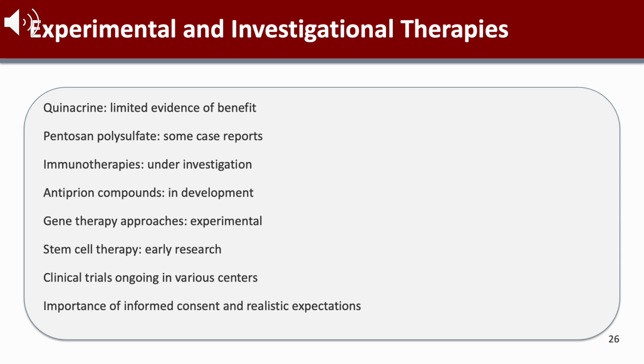Anti-prion compounds that might prevent the conversion of normal to misfolded prion protein are in development. Gene therapy approaches and stem cell therapy remain experimental. Several clinical trials are ongoing at various centers around the world. For patients and families considering experimental therapies, it is important to have realistic expectations about the likelihood of benefit and to understand the potential risks. Informed consent and discussion of goals of care are essential.